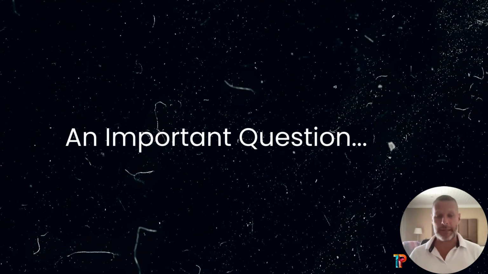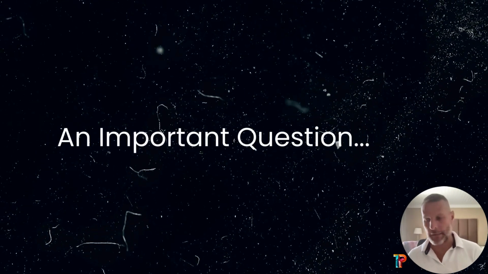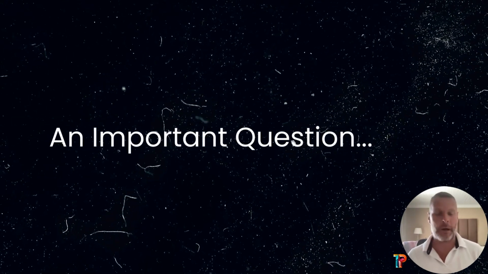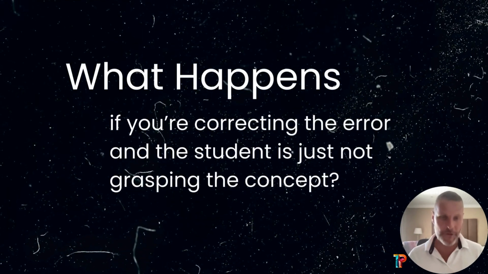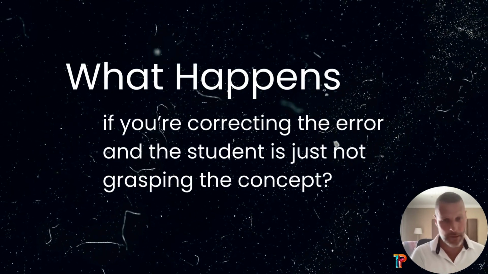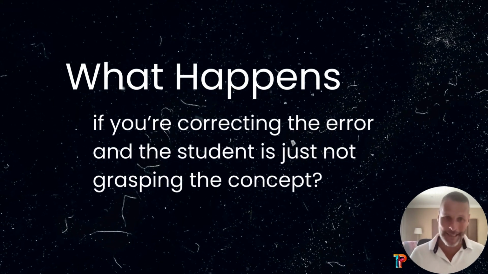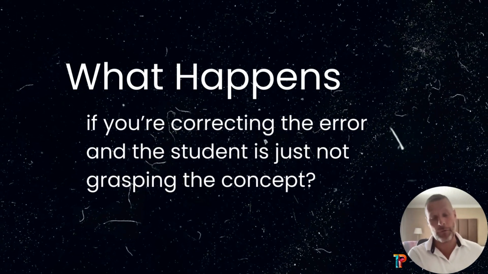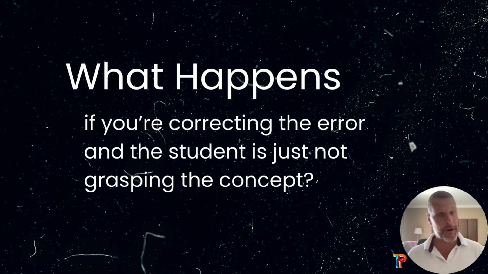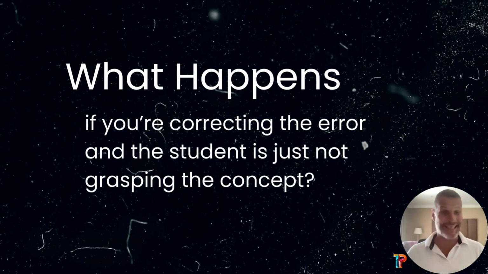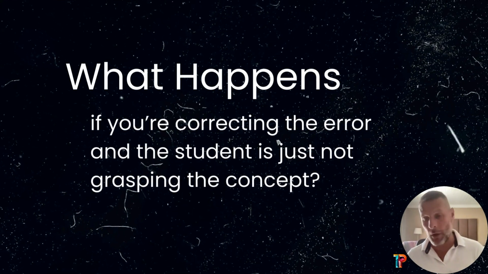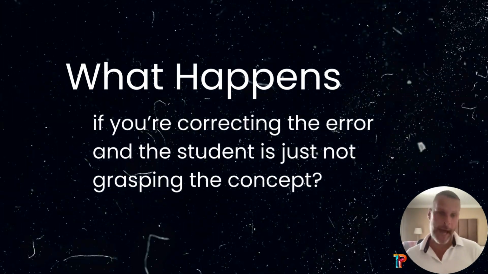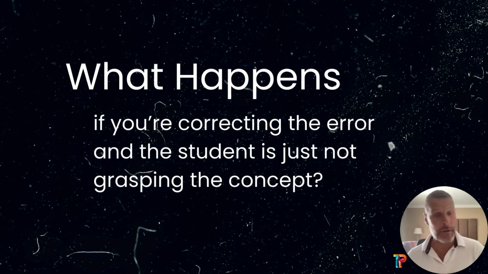So, what I would like to do as part of this module is to answer a very important question that I've been asked many times by teachers. What happens if you're correcting the error and the student is just not grasping the concept or repeatedly making the same mistake over and over again? Now, obviously, we've spoken about this in previous modules, but being time management, following a strict regime of time management, knowing that you've got to do this. You cannot spend too much time correcting errors.